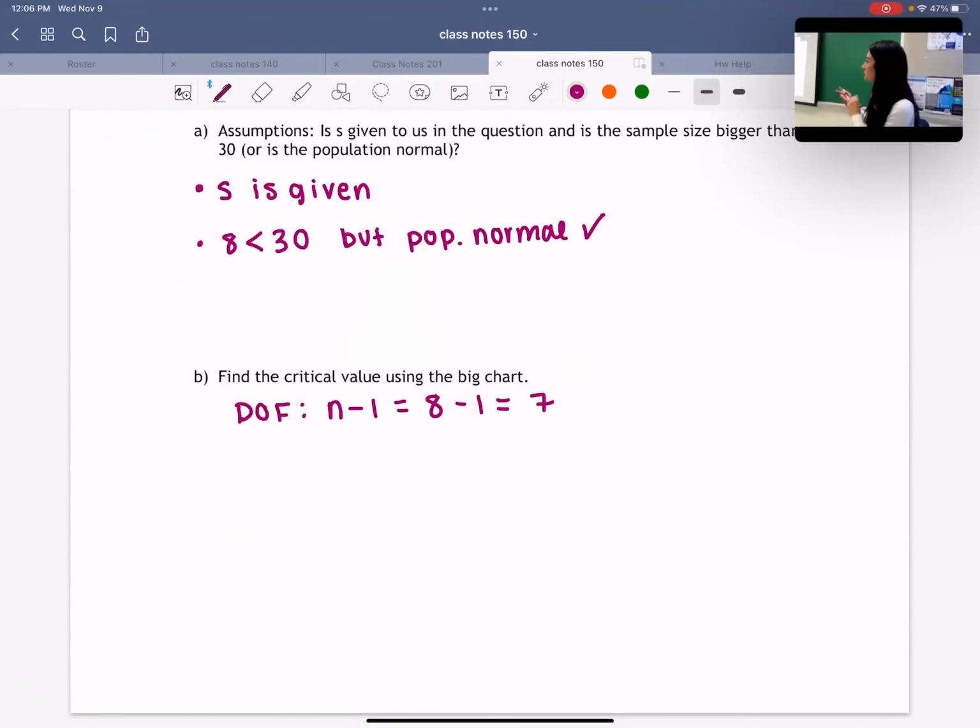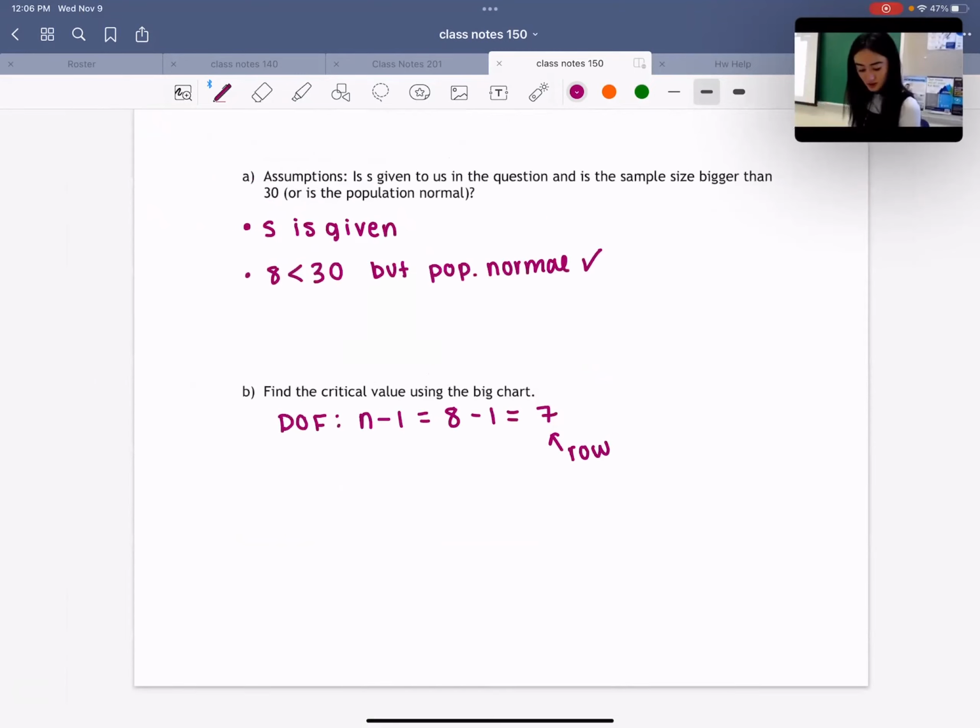The degrees of freedom gives us what row we're looking at in the chart, right? So this is the row we're going to look at in our chart.